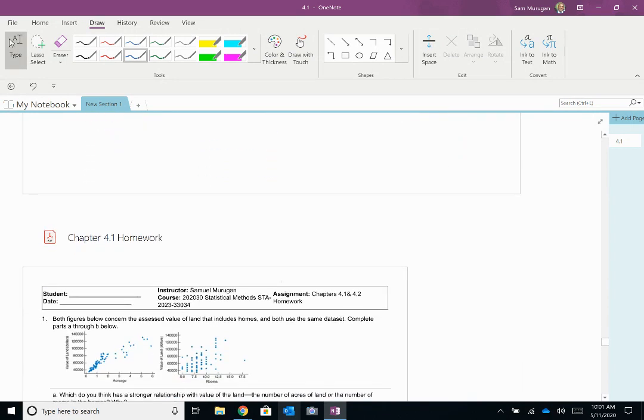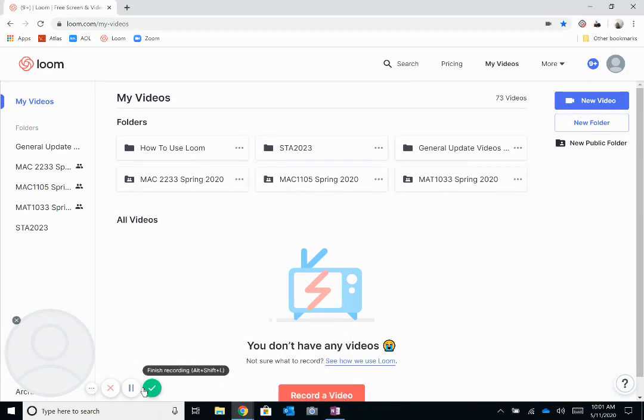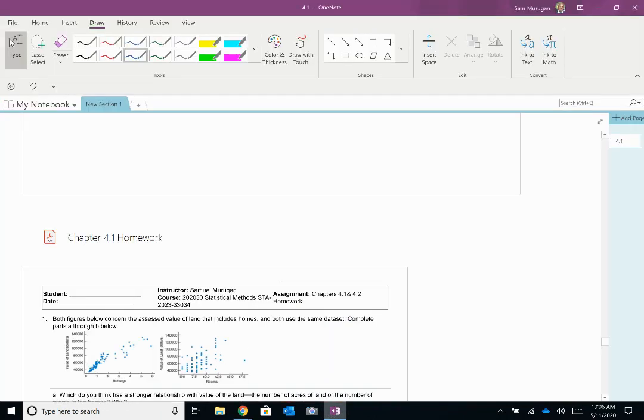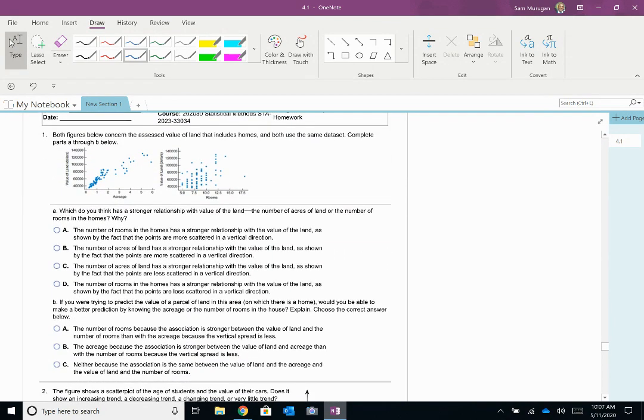So we're going to go ahead and take a look at our homework for this section. I'm going to discuss some of the problems with you, not all of them. So in this homework, we're actually going to just examine different graphs and draw conclusions as best as possible from what we have. Here's question 1. Both figures below concern the assessed value of land that includes homes, and both use the same data set. Complete parts A and B below.